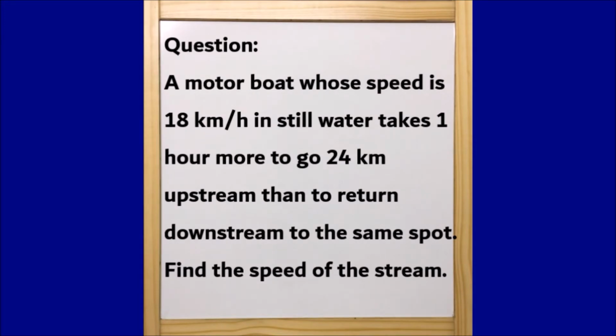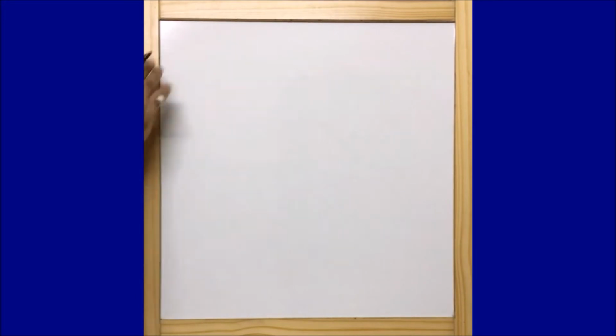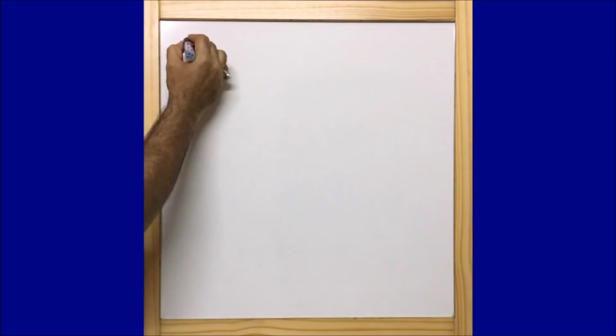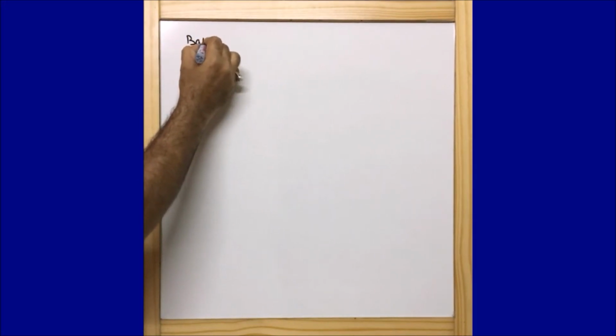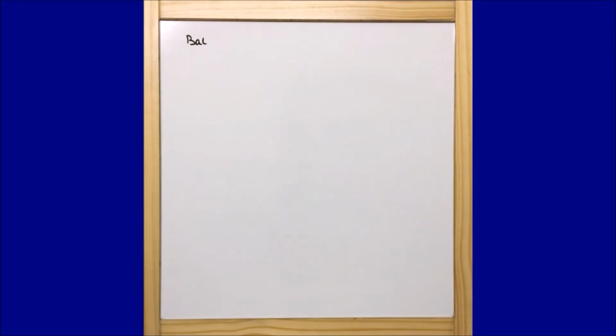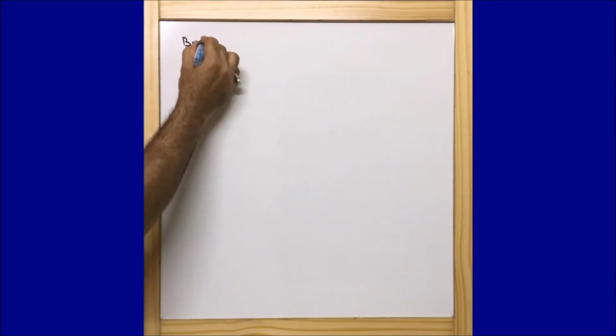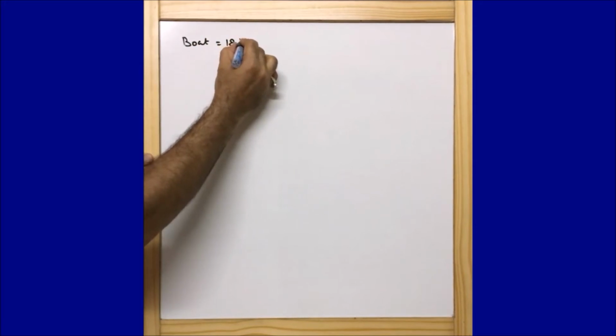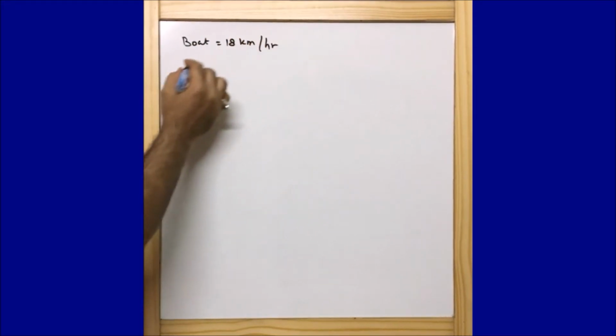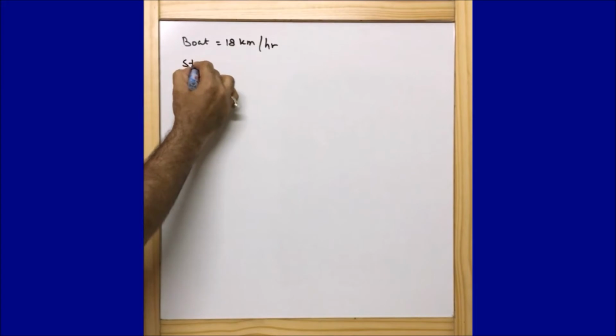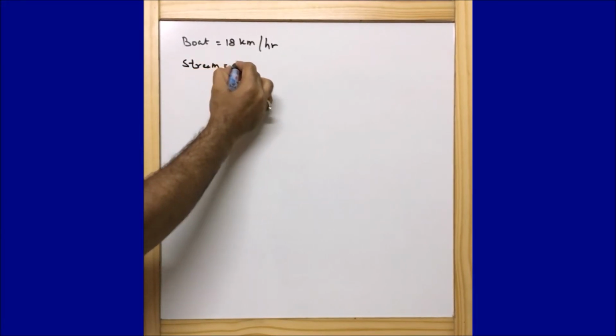Guys, before moving ahead to solve this question, let me explain certain things so that it will be easy while solving it. There are two things that come into the picture in any problem related to boat and stream. The boat has a speed, let's say 18 km per hour. I'm taking this as one example, and let's say the speed of the stream is 2 km per hour.